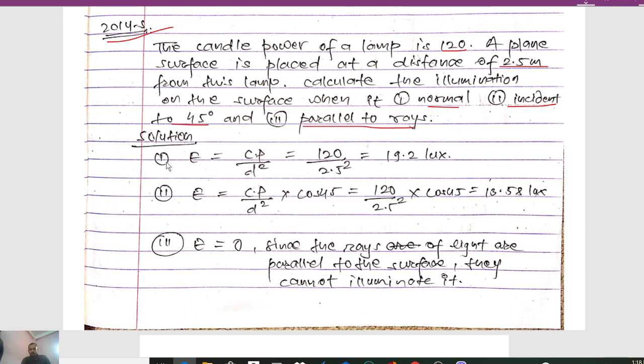First, to calculate the illumination on the surface when it is normal. In the normal condition we have E equals candle power upon D square. Candle power is given as 120 and distance is 2.5 meters. So 120 upon 2.5 square, we get 19.2 lux. Similarly, the illumination on the surface when incident at 45 degrees will be E equals candle power upon D square into cos 45 degree. So we'll get 13.58 lux.